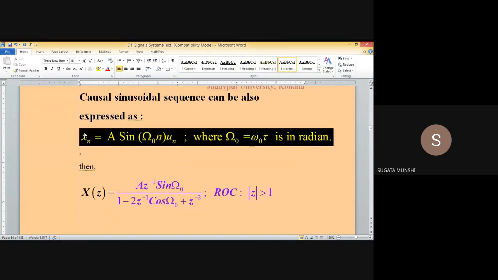So in case of discrete time filters, discrete time systems, you will often find that when you are given the task of designing a filter, the cutoff frequencies are expressed in radians instead of radians per second.